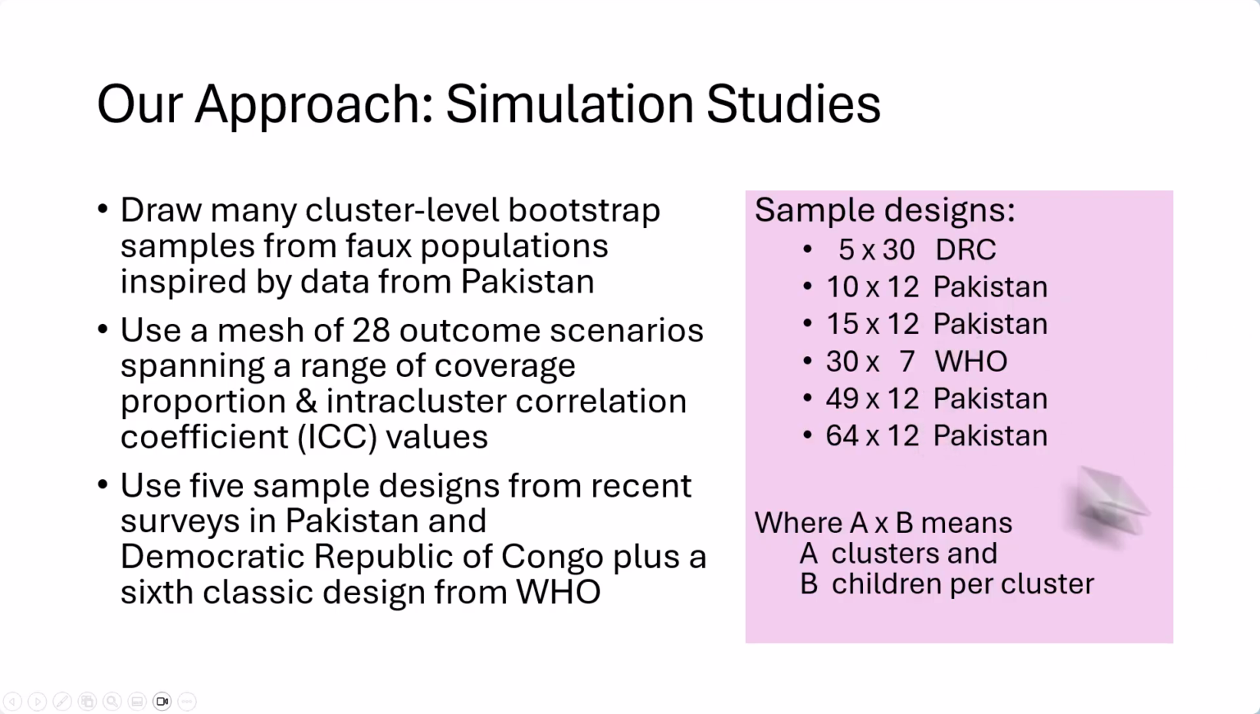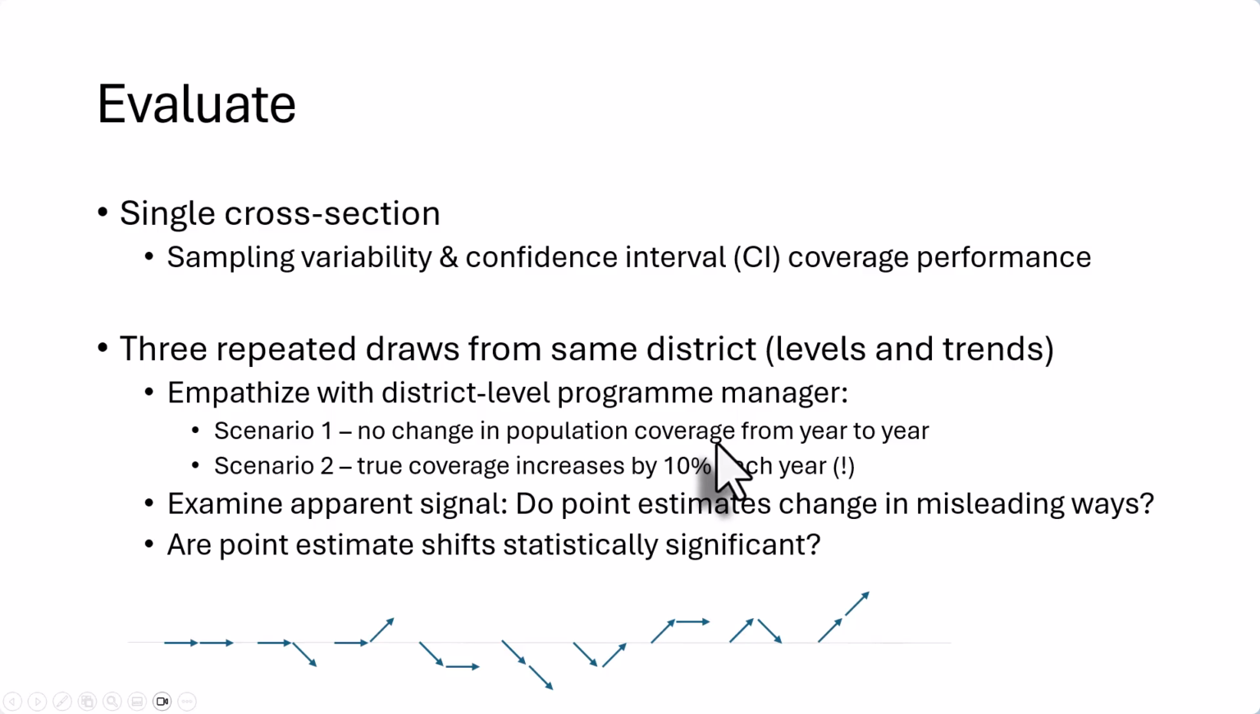So we want to see what happens when we use these different designs. What is the sampling variability like? We'll look, first of all, at what sampling variability is like for just a single cross-sectional survey. How much do the point estimates from these samples vary from what we know is the true underlying district level coverage? And then we'll try to empathize with the district level program managers. We'll look at what would happen if we sampled, let's say, 3 years in a row. We provided a time series of 3 outcomes to see, do the point estimates provide patterns that might inspire some programmatic action, and are those patterns and actions appropriate?